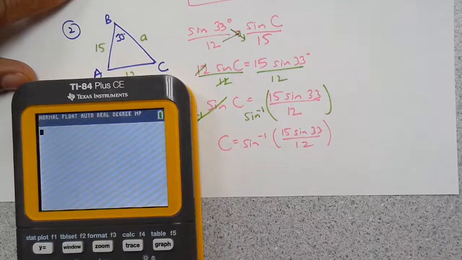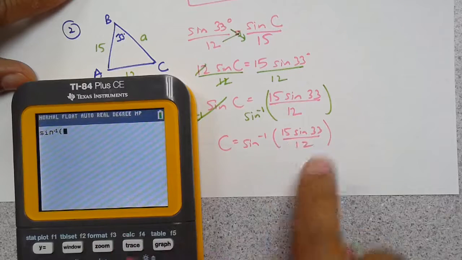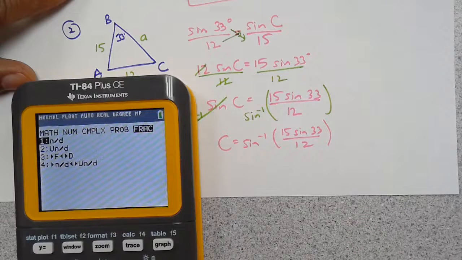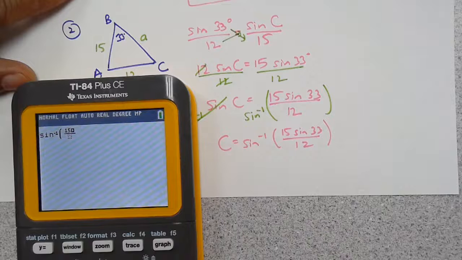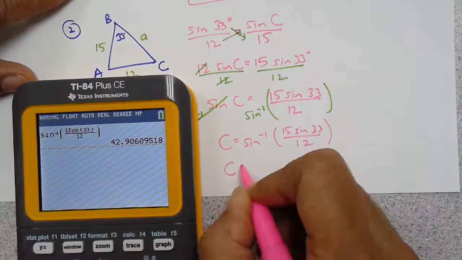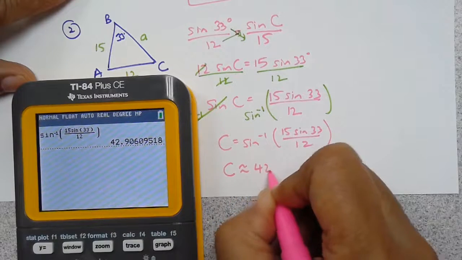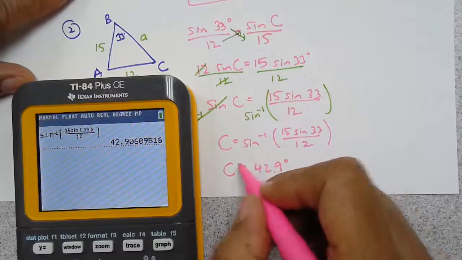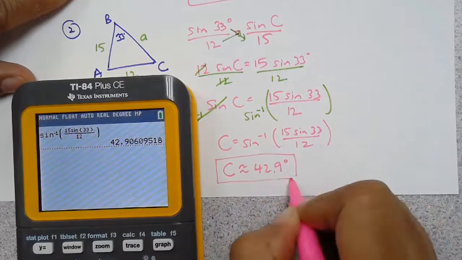So we have second sine, and if you like the fraction, remember how you could put in a fraction by hitting math button, arrow to fraction, and select number 1. This is an option. Otherwise, you could just put it all in as one shot. I just wanted to show you another way. Okay, and angle C is approximately 42.9, and don't forget your degree symbol. All right, so that's angle C.